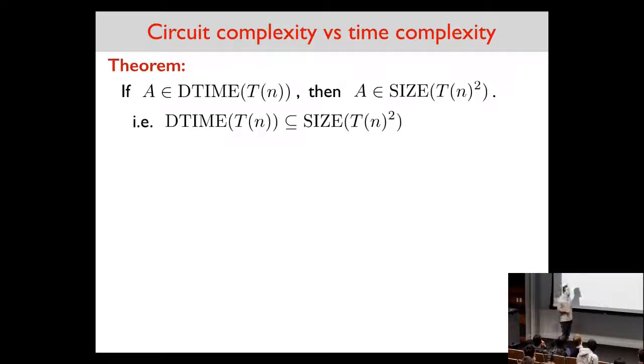Let me now tell you the connection between circuit complexity and time complexity. I'm not going to prove this, but it's a very important connection. It says that if you have a language that can be decided in time T of n, then it can be computed by a circuit of size T of n squared. For example, if T of n was polynomial, so if A was in P, polynomial time, then it actually also has polynomial size circuits computing it.